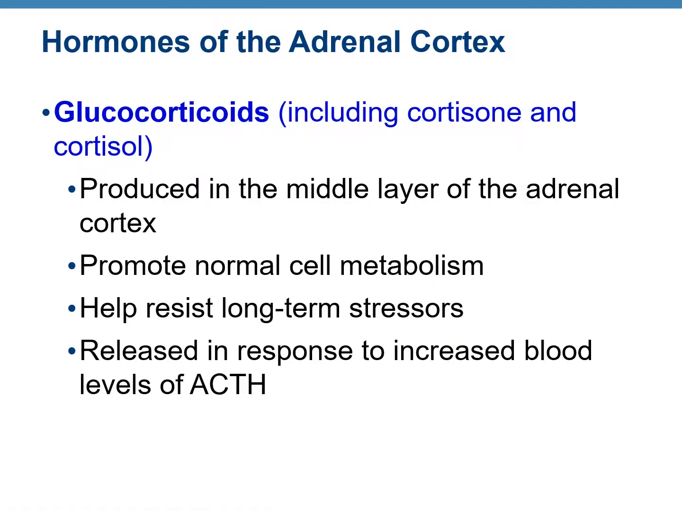Glucocorticoids are secreted by the zona fasciculata, which is the middle layer of the adrenal cortex. Two main examples of glucocorticoids are cortisone and cortisol. Both of these hormones promote normal cell metabolism and they resist stress, so these are known as stress hormones. This is released in response to increased hormonal levels of ACTH.